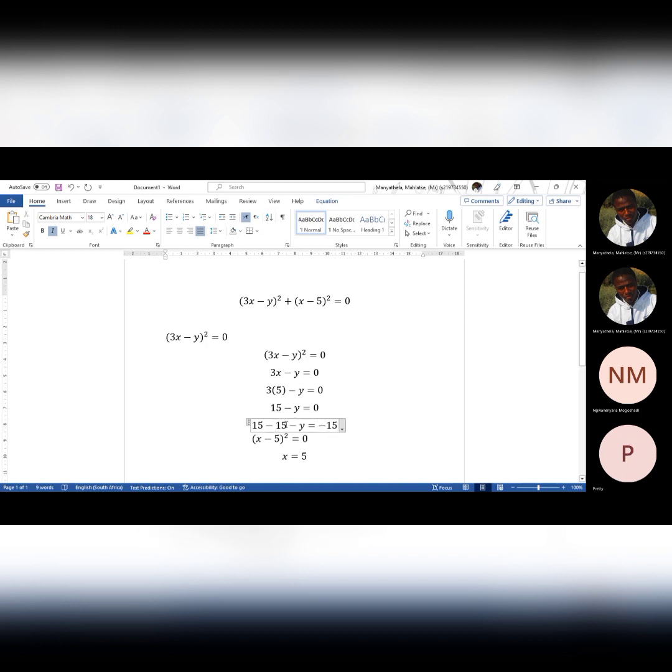So we have negative y equal to 15. But we need the value of y, not the value of negative y. So we divide both sides, or multiply both sides, by negative 1. So the y value is 15. And you can always check: y is 15 and x is 5, and then it should give you 0.